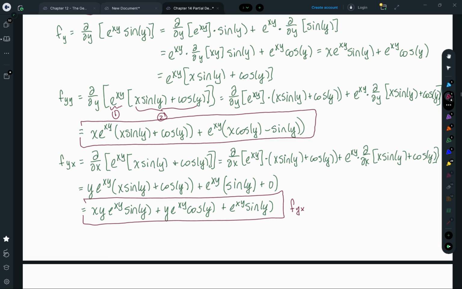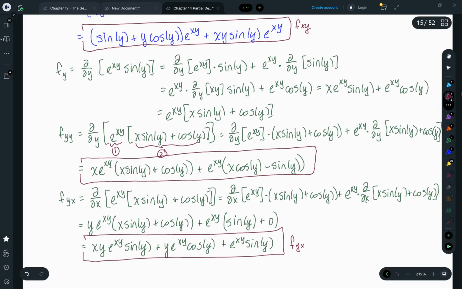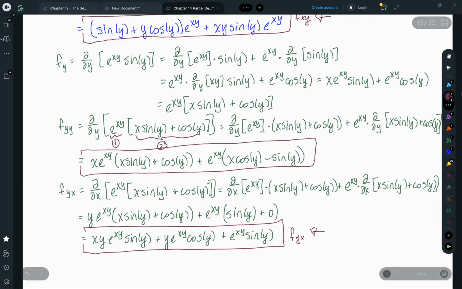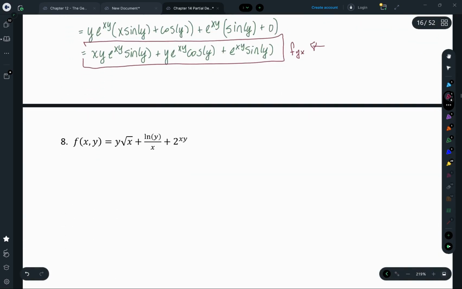Now up above we talked about Clairaut's theorem and how the mixed partials should be equal. So if I look at these two long enough, the f sub xy up here and the f sub yx down here, I should be able to notice that they are indeed the exact same. Okay, and so Clairaut's theorem is definitely holding true, and we weren't even trying to show it. All right, let's try another one.